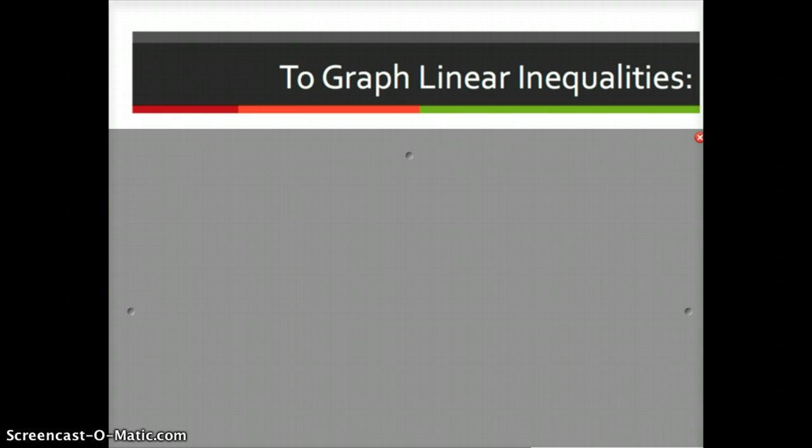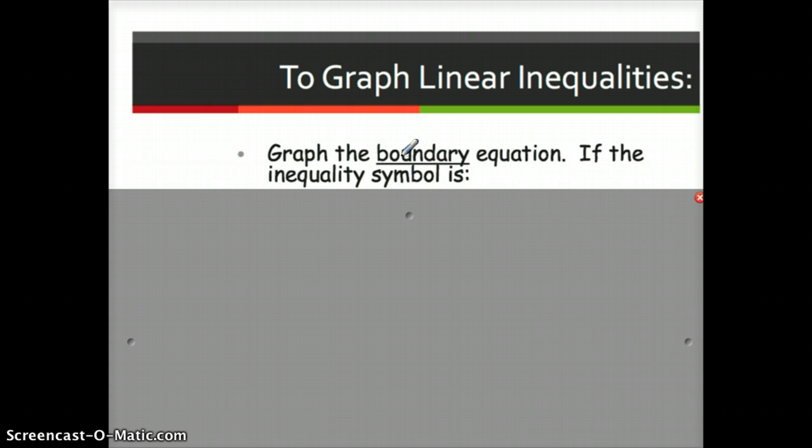Okay, so we're going to focus on graphing linear inequalities to show all these solutions because it's impossible to list them all. The first thing I want you to do when I ask you to graph a linear inequality is to graph the boundary equation. So for example, if the inequality says y is less than 2x minus 3, the first thing that you would do is graph y equals 2x minus 3. Okay, the boundary equation.